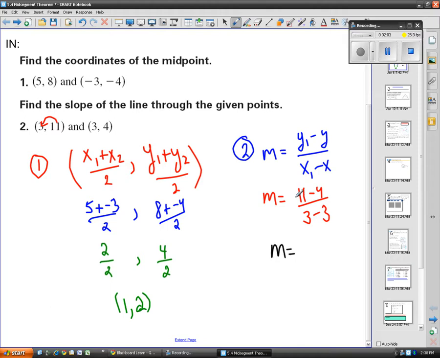Well, 11 minus 4, I believe, is 7. And on the bottom, 3 minus 3 is 0. In a fraction you cannot take 7 things and divide it into nothing. It doesn't work that way. So there is no slope for this problem. That would mean that we have a vertical line. The only change is the change in the y values, and you're not moving left or right at all, so you end up with a vertical line through the 2 points that you chose. Just remember that as we go through this.